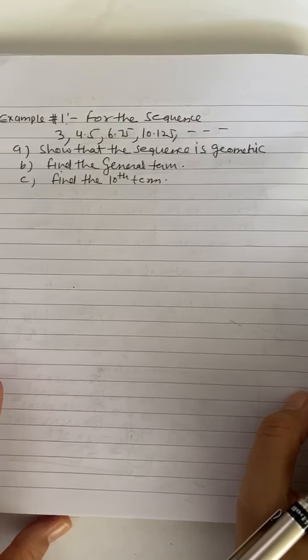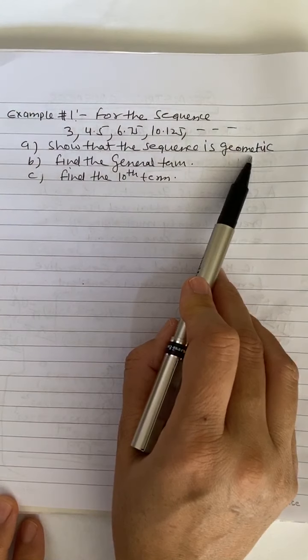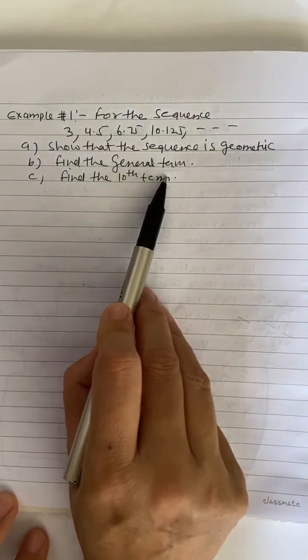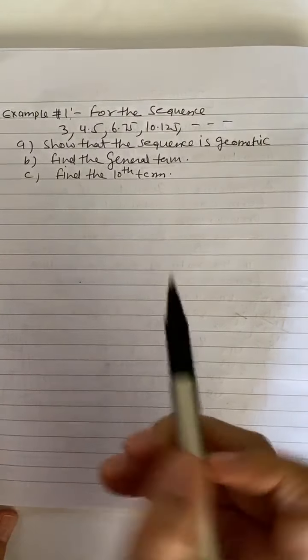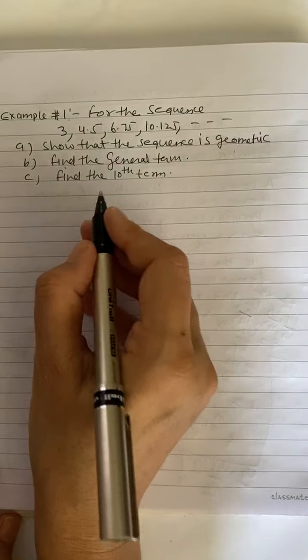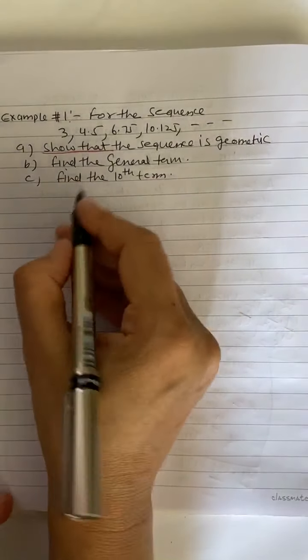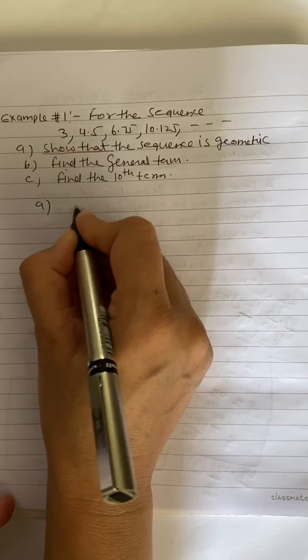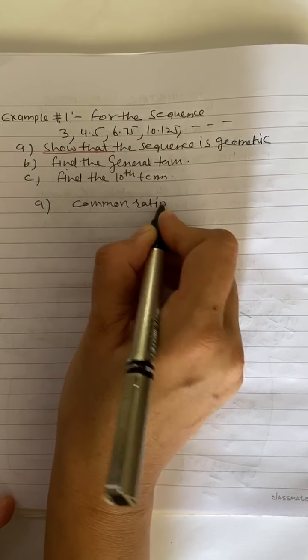So example number 1: the sequence is given, and you have to show that this sequence is geometric, and then you have to find the general term and then find a specific term, and in this case the 10th term. So I'm going to start with show that. The first bit they are asking you to do is show that. To show that, we need to show that there is a common ratio here.